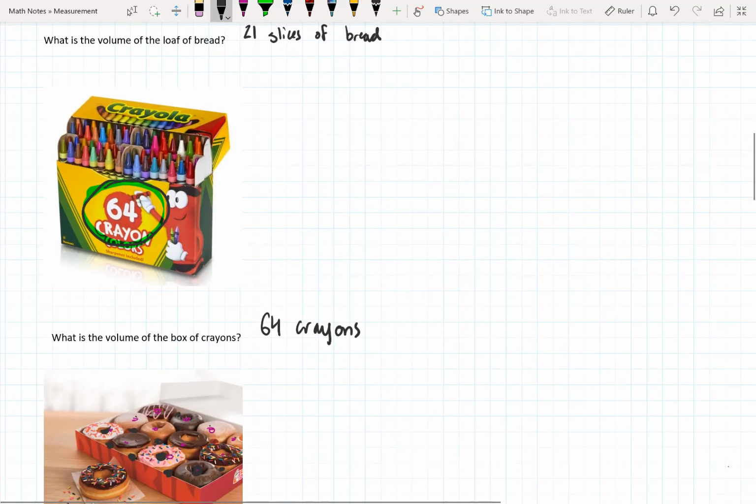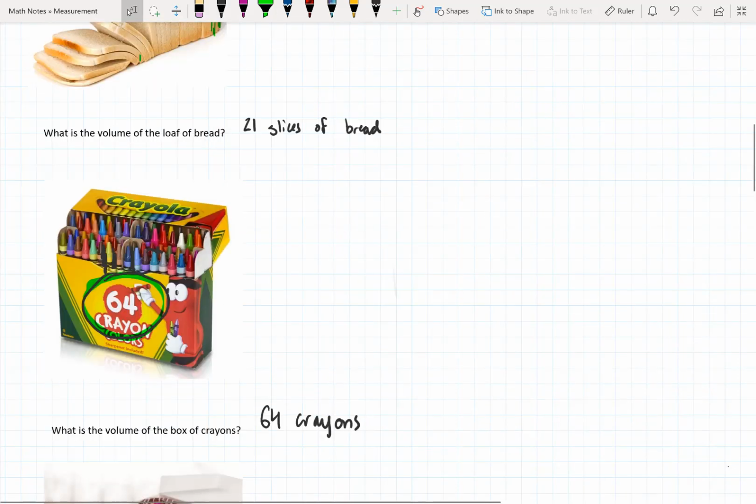And then if you were to look at the crayons, they're cylindrical, which means that they're round, so there's going to be space in between each of these crayons and then in between each of the rows. So that space is not being measured or not being taken into account. So both of those units aren't going to give you the most accurate measurement of the amount of space inside of the object.